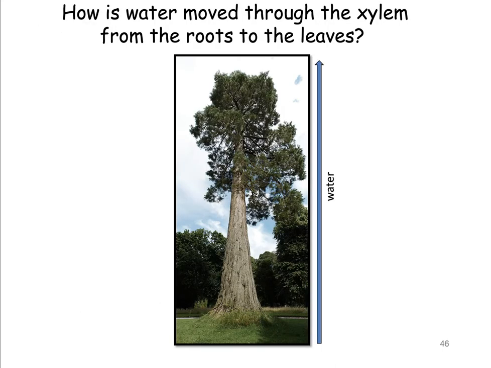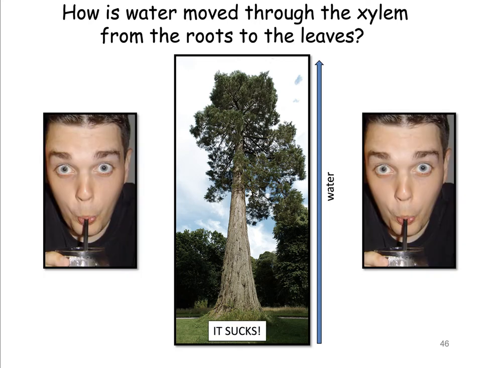And so how is water moved through the xylem from the roots to the rest of the leaves? In other words, how do you get enough water from the base of this tree and the soil and the roots all the way up to the very tip top of this really, really tall tree? How do you move water against gravity? How do trees do this? Well, essentially what it does is suck.